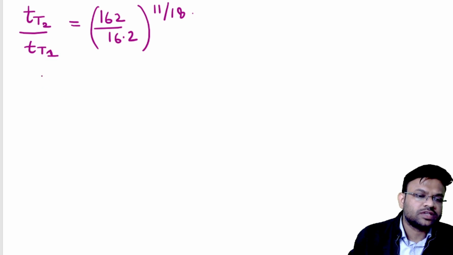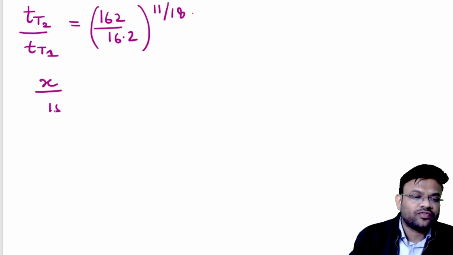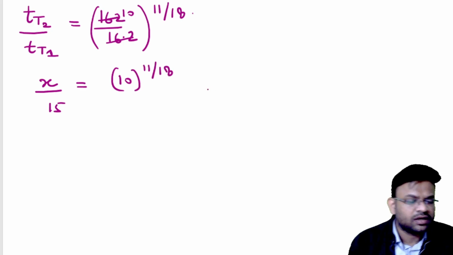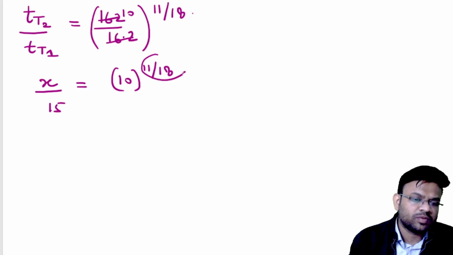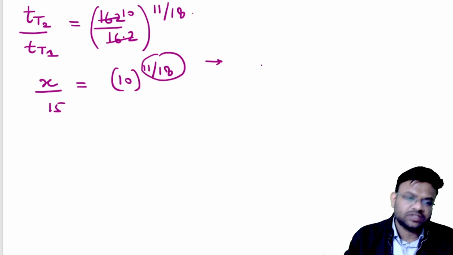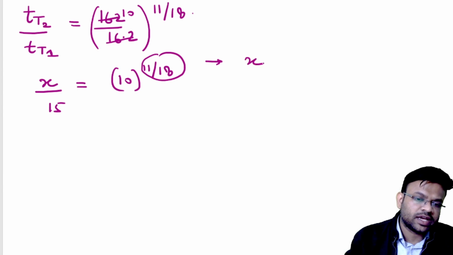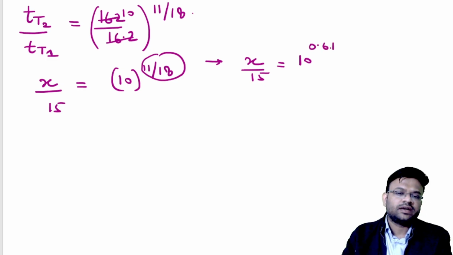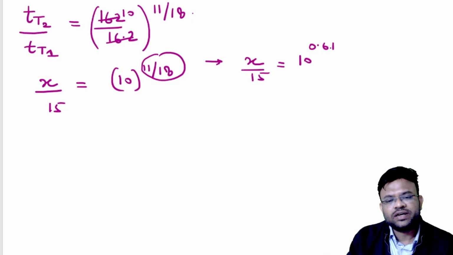So now let me quickly solve this. T2 we do not know. Let me consider it as x upon 15, because 15 seconds was already given. So 162 upon 16.2, you can quickly solve it, and this would be 10. So 10 to the power of 11 upon 18. What would be the value for 11 by 18? It would be 0.61. So I can write it down like x by 15 is equal to 10 to the power of 0.61.